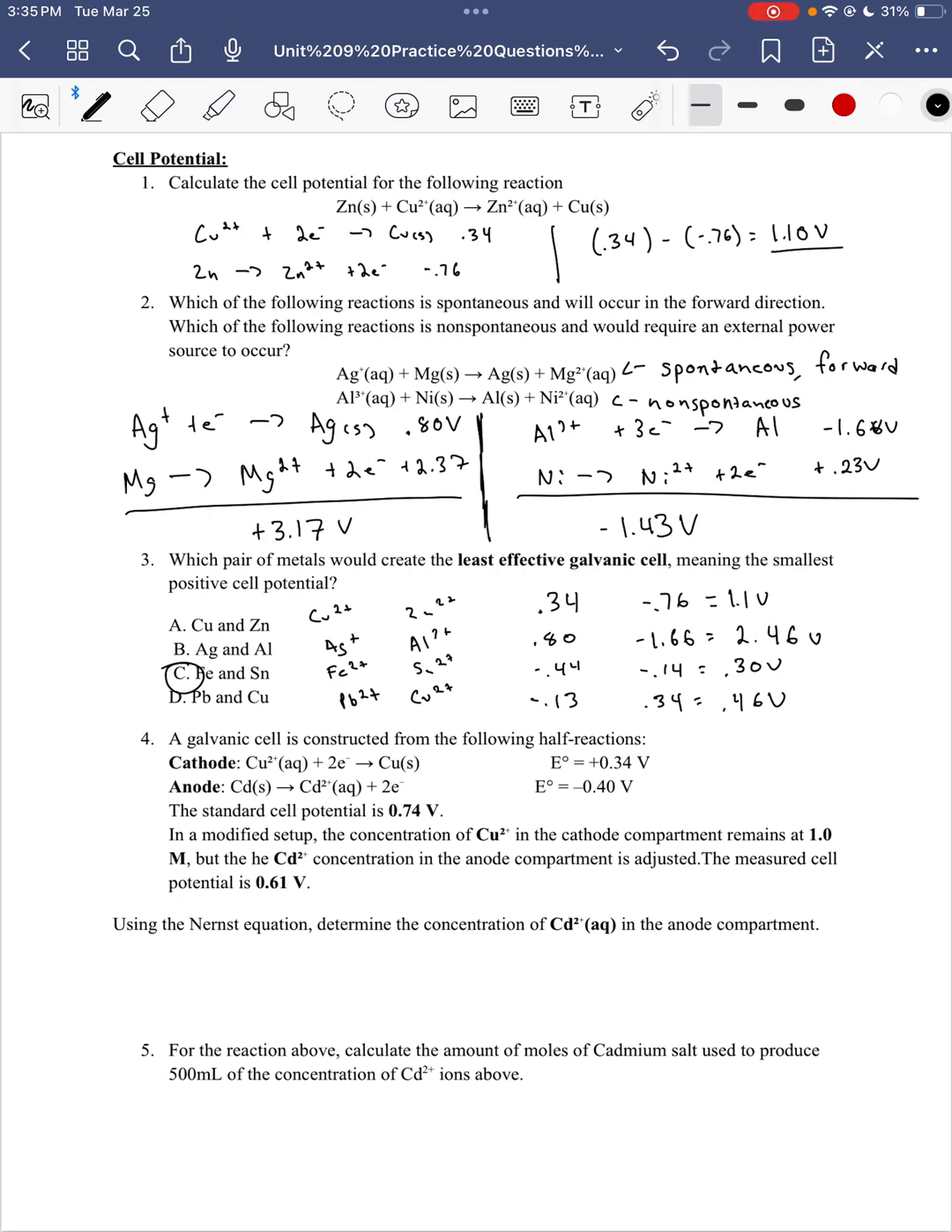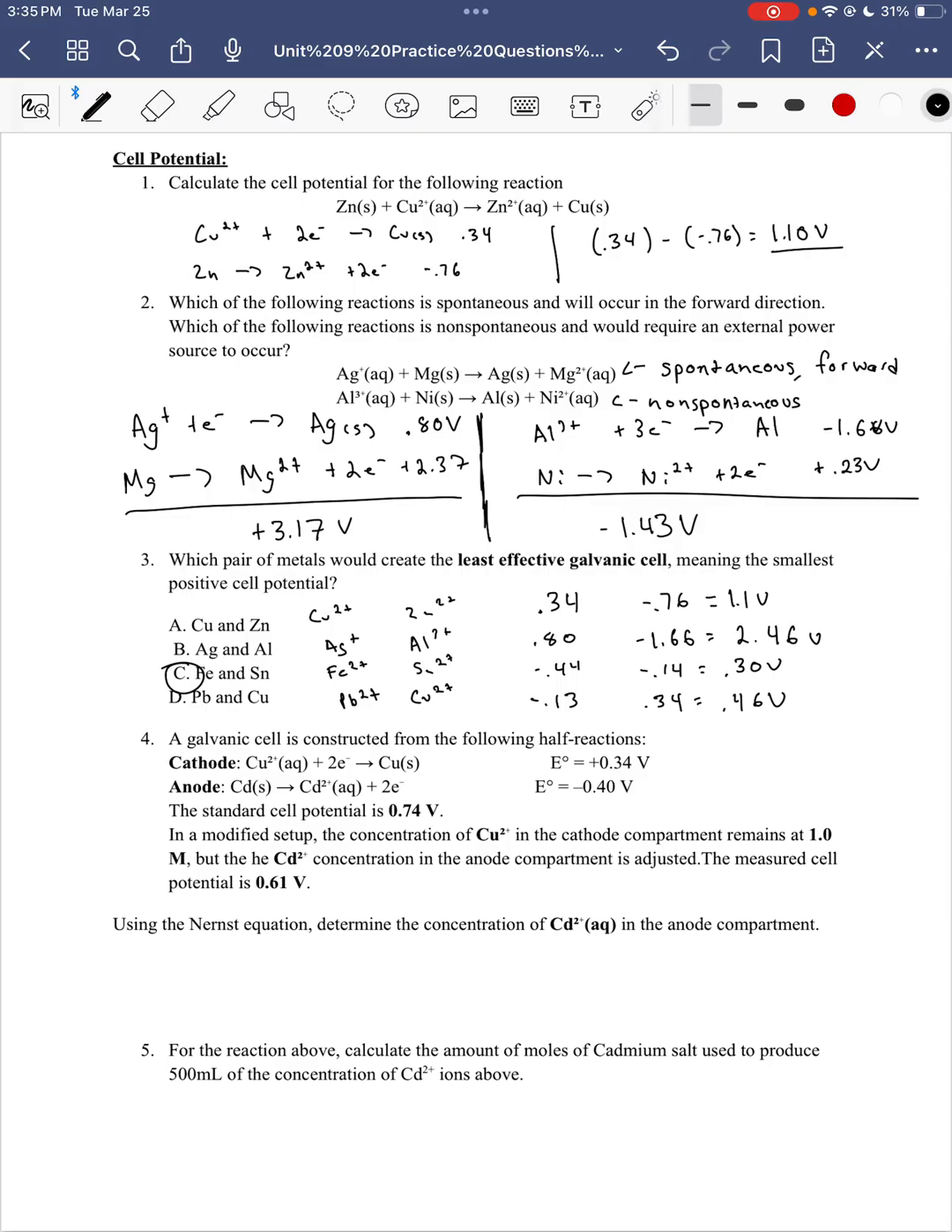And then this last little question gives us a galvanic cell. It says that the galvanic cell is made of copper and cadmium, and that its standard cell potential is 0.74, but in this modified setup, I've adjusted the concentration of the cadmium solution in the anode compartment. The cell voltage that I measured was 0.71. So somehow I manipulated this to produce less of a voltage than the standard voltage.